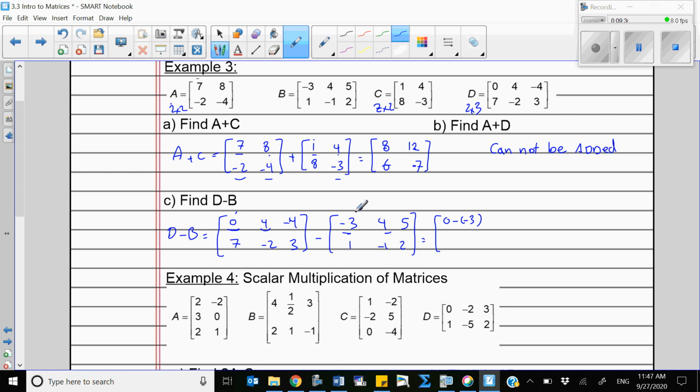The next one, 4 and 4. These two are corresponding. So I subtract them, 4 minus 4. Next, negative 4 and 5. Negative 4 minus 5. Again, the next number, 7, is at row 2, column 1. So I subtract another number which is at the same place, row 2, column 1, and that's 1. So 7 minus 1. Negative 2 subtract by negative 1. It's going to be negative 2 minus negative 1. And the last one, 3 minus 2.